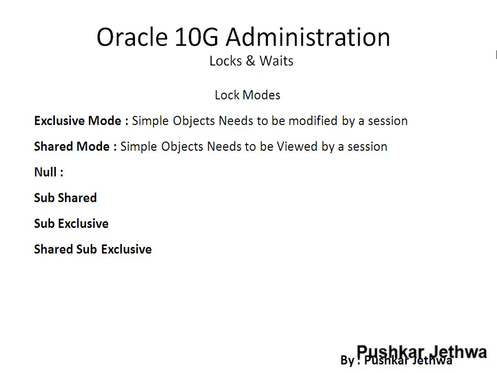Consider a scenario where you are running a select statement, and that select statement grabs the data and keeps it in the data cache block. The moment you run the select statement, another session comes and modifies the data in between. So all the data in that cache is invalidated, and there are the sub shared lock, sub exclusive lock, and shared sub exclusive lock, which we will see later.